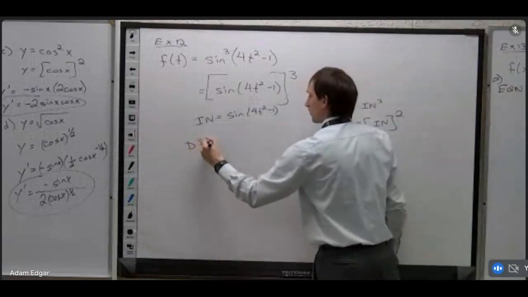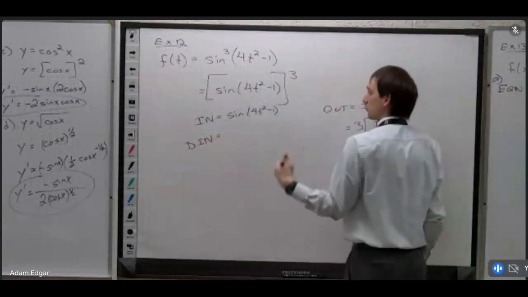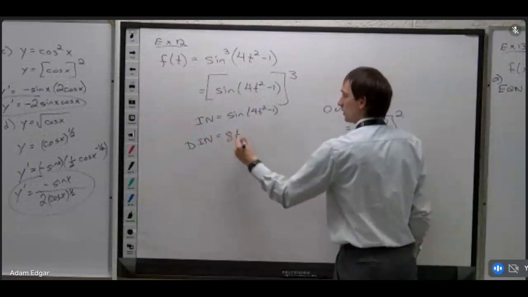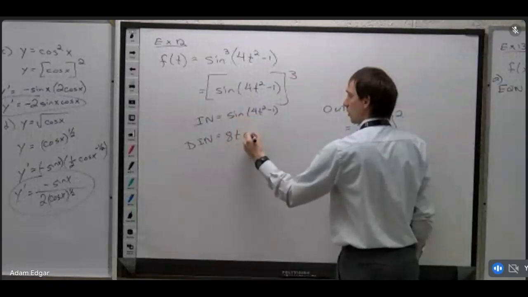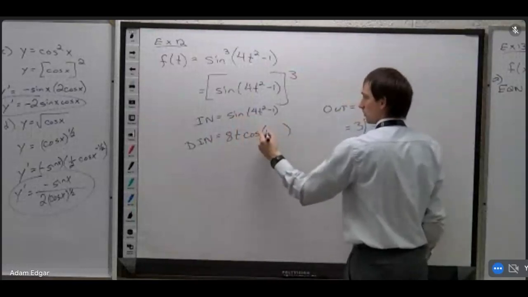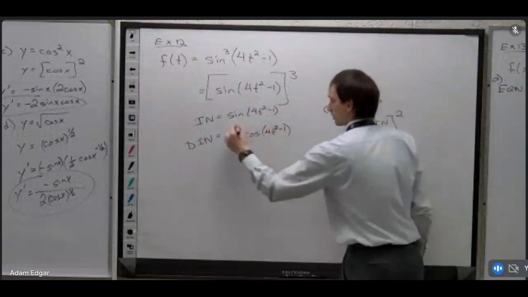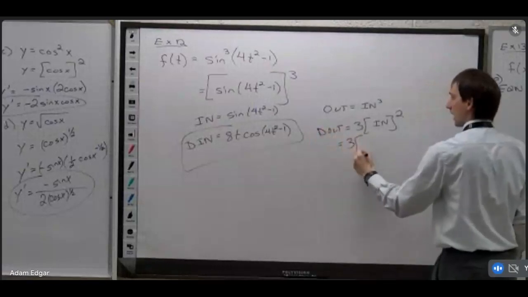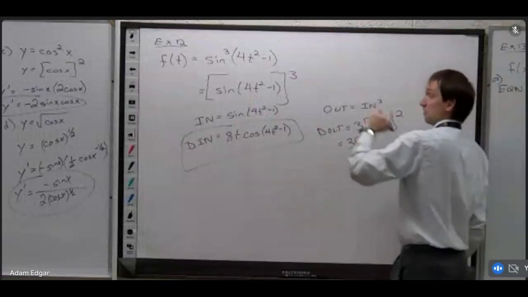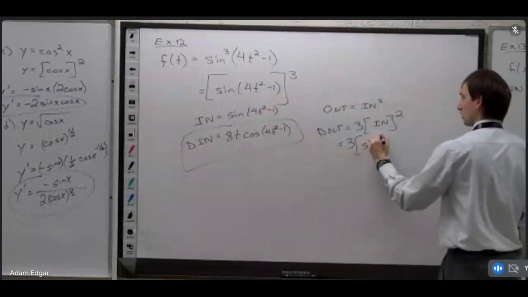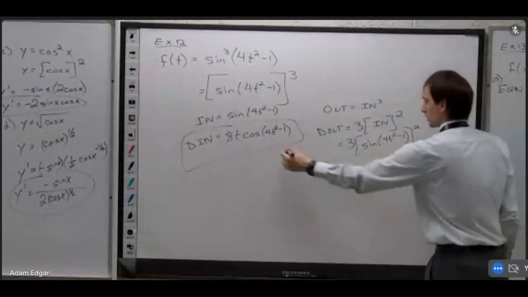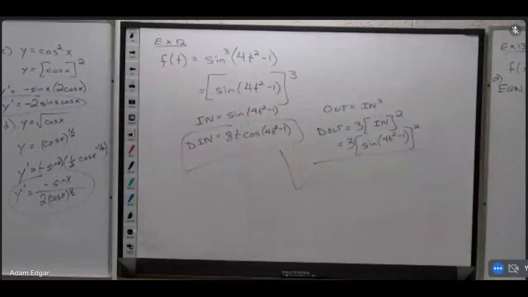And then the derivative of the inside, what's the derivative of this guy's inside? 8t. And then derivative of sine is cosine, and what's inside your cosine function? 4t squared minus 1. So that's d in. This big ugly thing is d out. And remember, in isn't really just in, it's that sine function with 4t squared minus 1 inside of it. So you then take these two things together to multiply, and we've got the 24t on the outside. Because you have 3 times 8t.